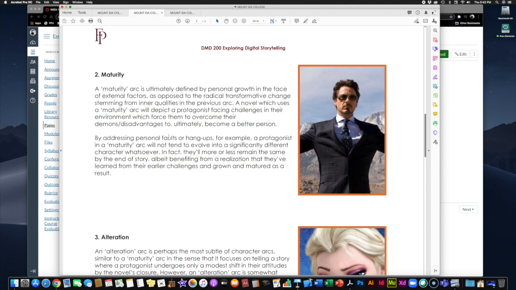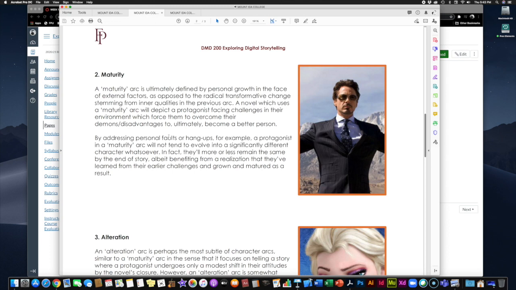He had to find that in himself by becoming a more mature person. And what kicked off his journey of maturity is what he found out about himself and his weapons and whatnot. And so ultimately, of course, they become a better person.